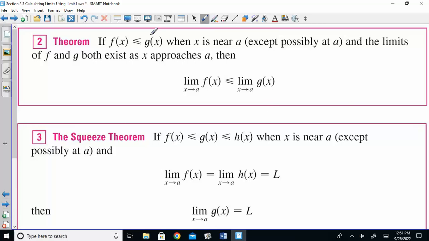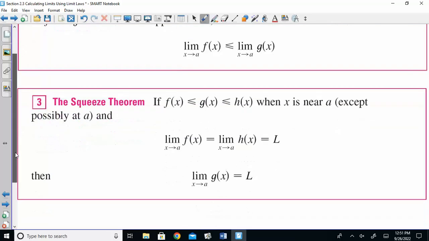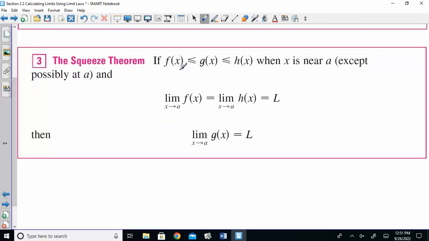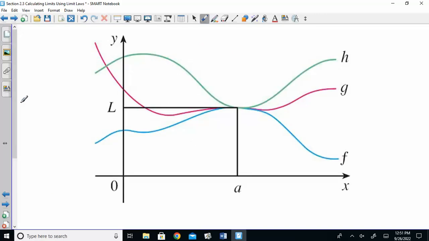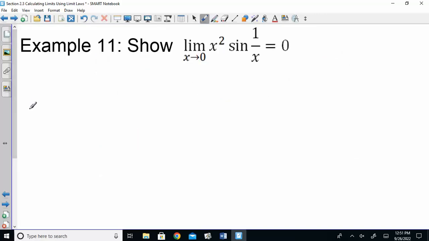All right. So that's what this tells us. If you know that one function is always smaller than another, then the limit will always be smaller than the other. And the squeeze theorem says if you have three functions where one is always less than or equal to the middle, which is less than or equal to the biggest, and if the limits of these outside two are the same, then that means the inside one equals that number as well. So there's a picture of what I was already describing. We are going to use it for this function.